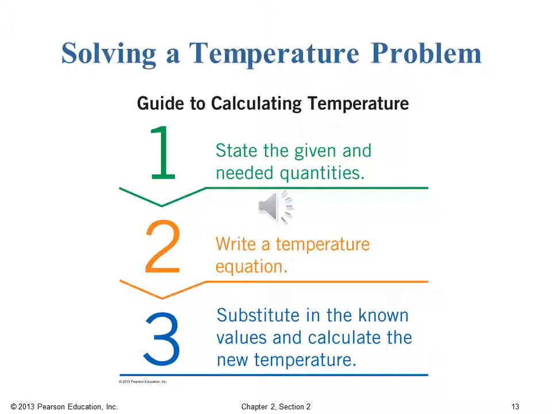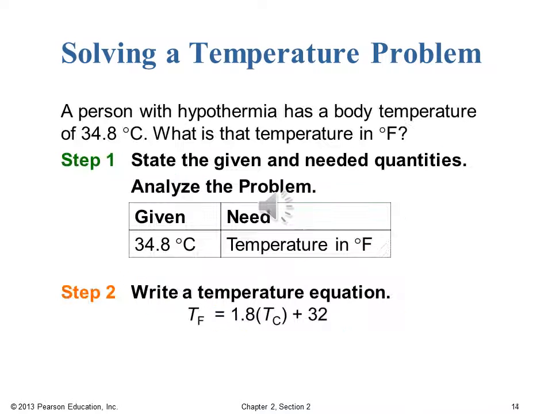Okay, so looking back at our problem-solving strategy, let's modify it slightly for solving a temperature problem. So our guide to calculating temperature: first we're going to state the given and needed quantities like we always have. And now we're going to write a temperature equation if we're going to be converting between temperature scales. And then finally substitute in the known values and calculate the new temperature. So let's apply that strategy to this problem.